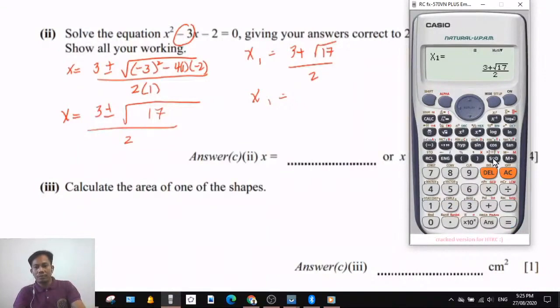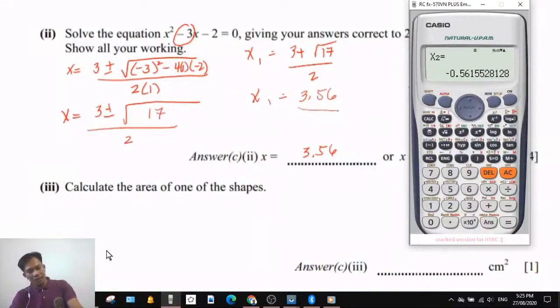Okay, I have 3.56 as the first solution. The second solution is negative 0.56. So 3.56 and negative 0.56. Calculate the area of the shape. Again, you don't consider the negative one, you only consider 3.56.